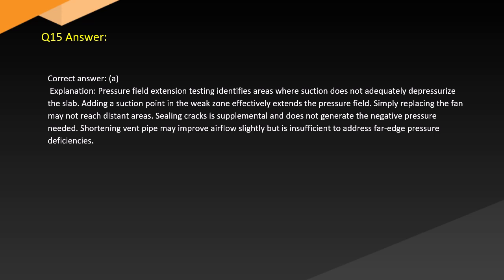Answer. Correct answer, A. Explanation. Pressure field extension testing identifies areas where suction does not adequately depressurize the slab. Adding a suction point in the weak zone effectively extends the pressure field. Simply replacing the fan may not reach distant areas. Sealing cracks is supplemental and does not generate the negative pressure needed. Shortening vent pipe may improve airflow slightly but is insufficient to address far edge pressure deficiencies.